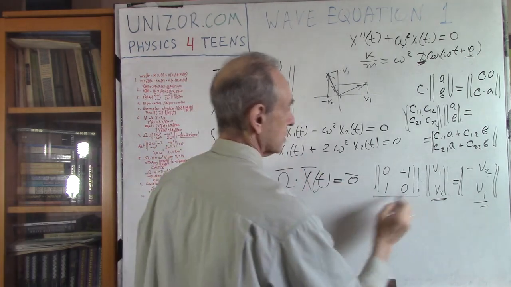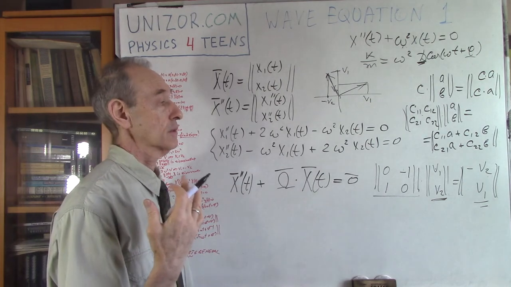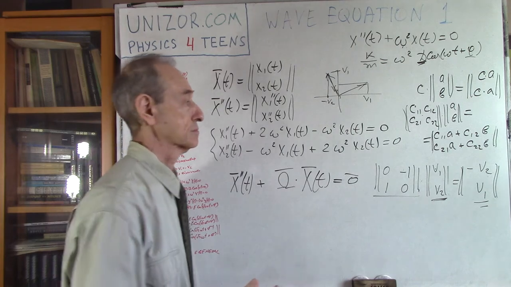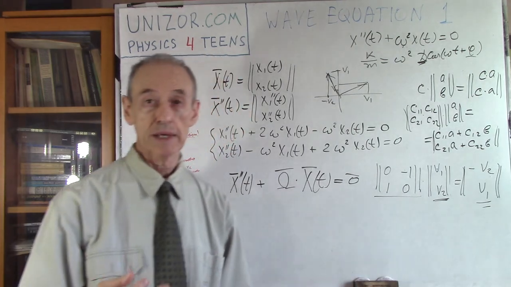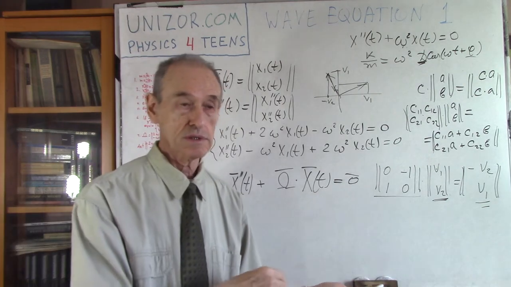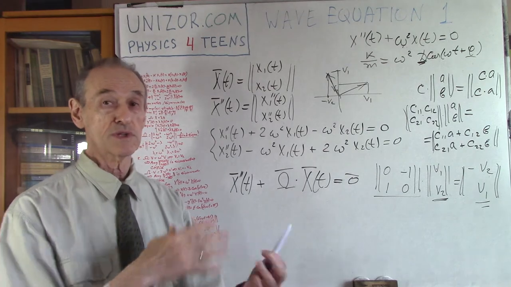So this particular matrix is turning any vector by 90 degrees. And now there are some matrices which are turning some vectors or stretching other vectors. The same matrix can do differently.